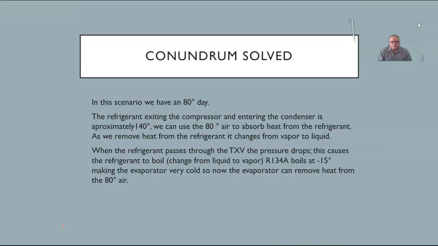And that 140 degree refrigerant is going to go into the condenser. The air coming through there is at 80 degrees, and so we can use the 80 degree air to remove the heat out of the refrigerant and change it from a vapor back into a liquid. Now, once the refrigerant goes through the TXV, we drop the pressure, which is now going to allow the refrigerant to boil. And with that drop in pressure and the lowering of the boil point, now the refrigerant is going to get really cold. And so now, with the refrigerant getting really cold, we can use that really cold refrigerant to remove heat out of the air.